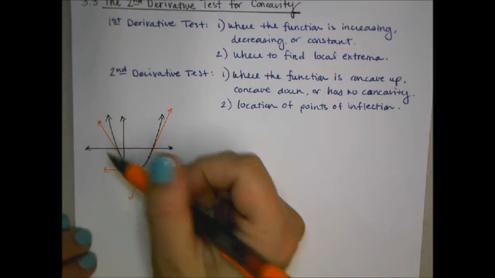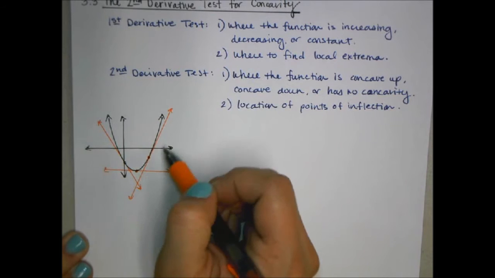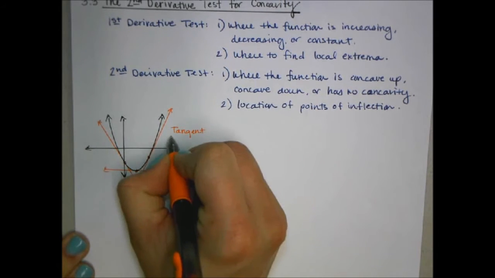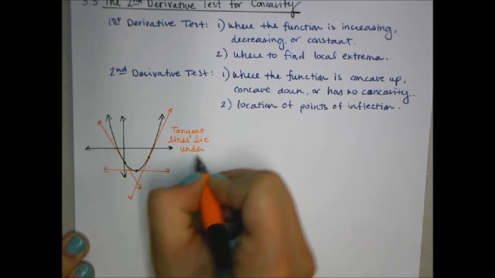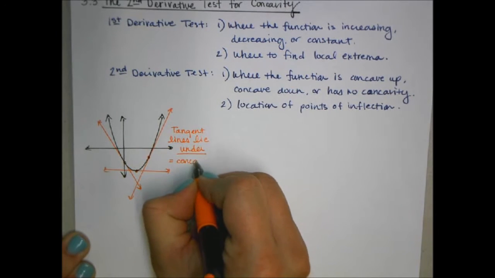So concave up, like an upward-facing parabola, that should be pretty easy to remember. Or if we think about tangent lines that lie under the curve, that means our function is concave up as well.